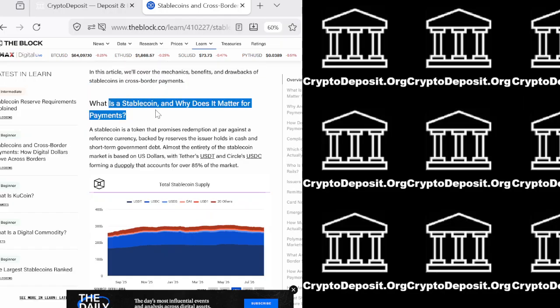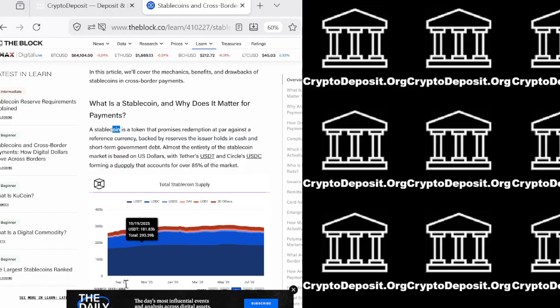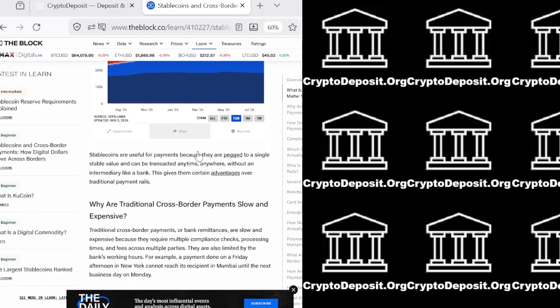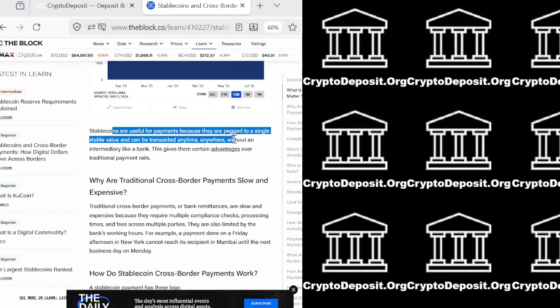What is a stablecoin and why does it matter for payments? A stablecoin is a token that promises redemption at par against a reference currency backed by reserves the issuer holds in cash and short-term government debt. Almost the entirety of the stablecoin market is based on US dollars, with Tether's USDT and Circle's USDC forming a duopoly that accounts for over 85% of the market. Stablecoins are useful for payments because they are pegged to a single stable value and can be transacted anytime, anywhere without an intermediary like a bank. This gives them certain advantages over traditional payment rails.